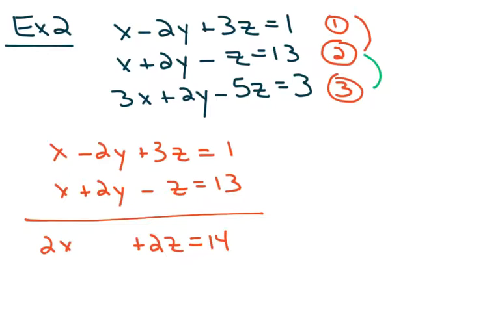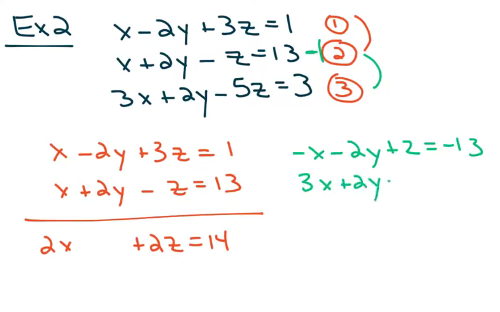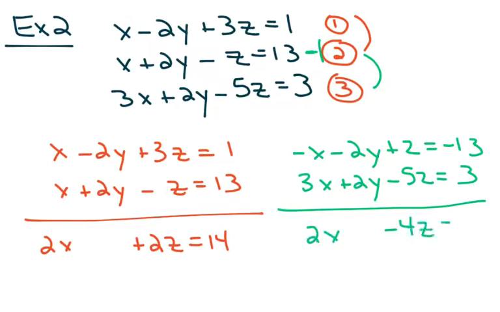In order to do that, I want you to notice that both of them have a positive 2y, so I'm going to have to change the sign on one of them. So why don't I multiply the first equation, not equation 1, but let's multiply this equation by negative 1. So I get negative x minus 2y plus z equals negative 13. I'm not going to do anything to the second equation. And now my y's are opposites, and I can add this together, and I get 2x minus 4z equals negative 10.